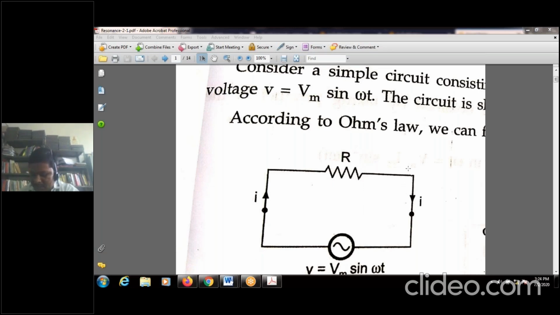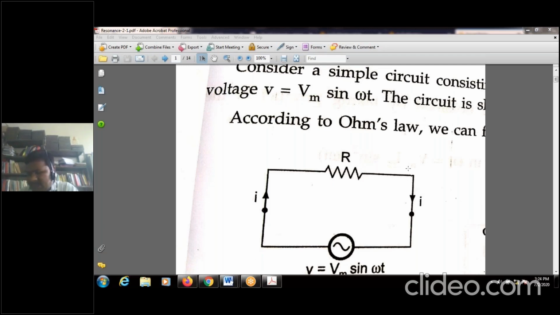Before going into resonance, there is a small review of RLC components with respect to sinusoidal response, that is, RLC components with respect to single-phase AC circuits. What is the response of these elements with respect to sinusoidal inputs?